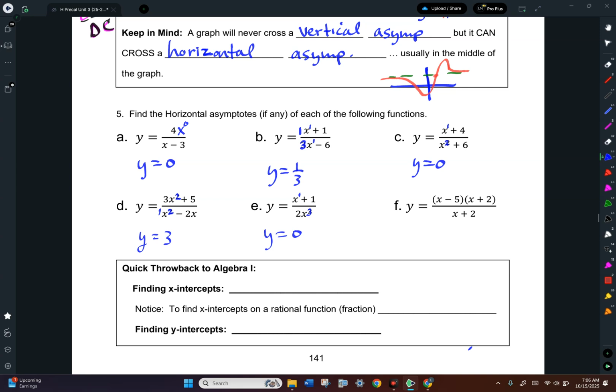Now on this one, you have to picture if it were multiplied out. So if this were multiplied out, and you don't actually have to do the FOIL, but can you see that if this were multiplied out, wouldn't the first term be an x squared? And so if the first term is an x squared, you can tell it's going to be bigger on top. And so this is the case where there are no horizontal asymptotes.